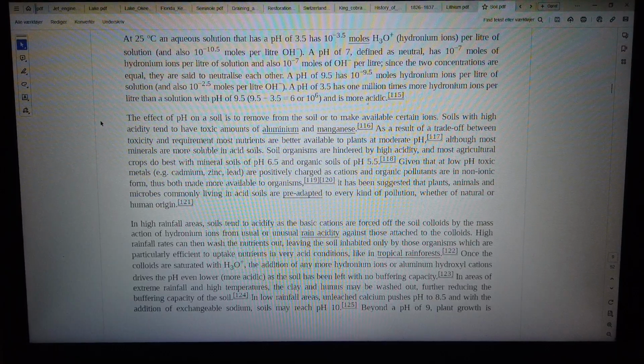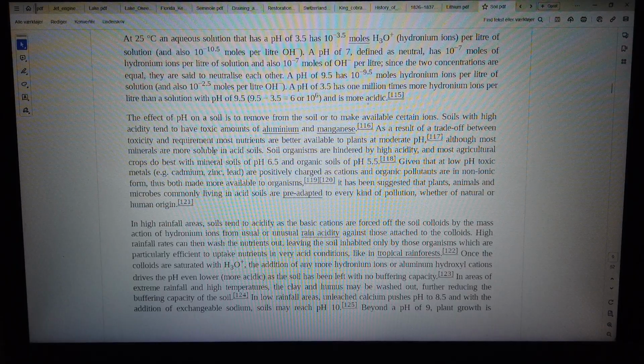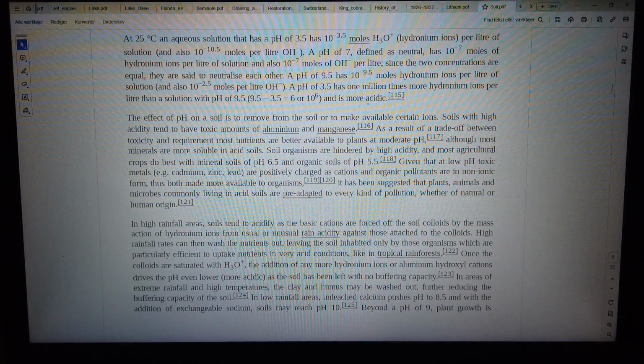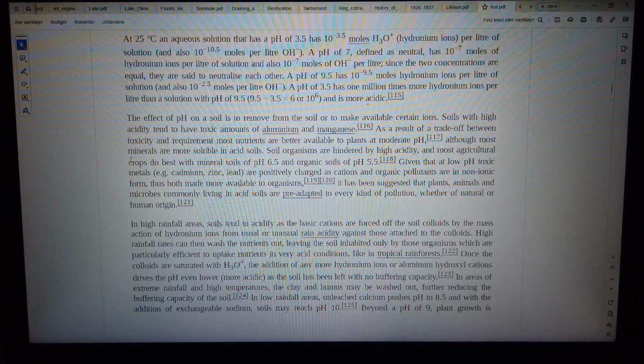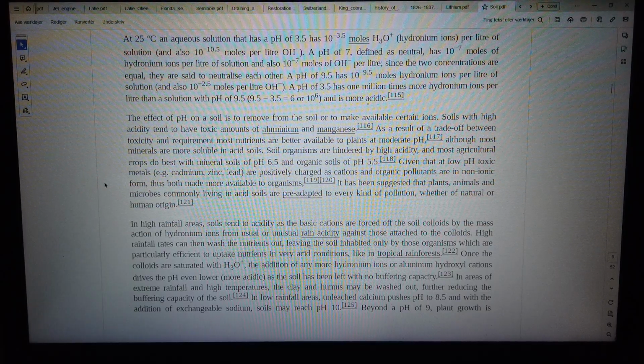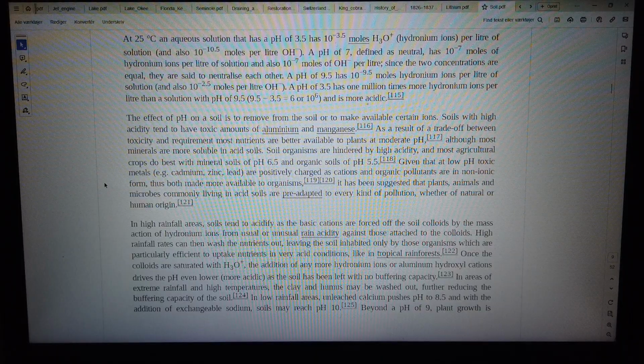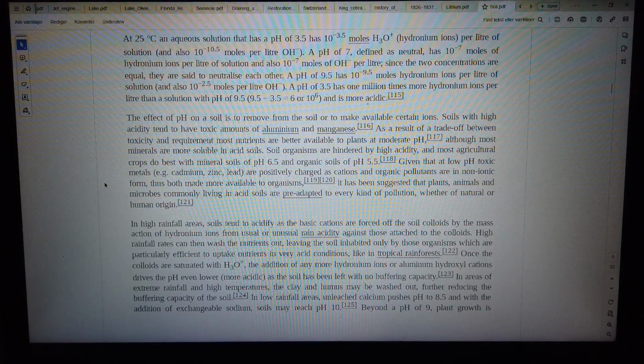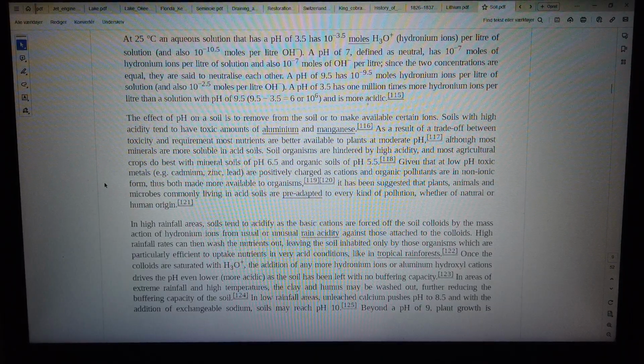116. As a result of a trade-off between toxicity and requirement, most nutrients are better available to plants at moderate pH. 117. Although most minerals are more soluble in acid soils, soil organisms are hindered by high acidity, and most agricultural crops do best with mineral soils of pH 6.5 and organic soils of pH 5.5.